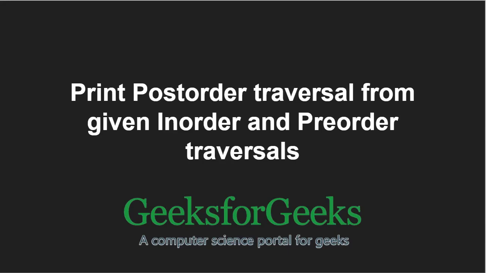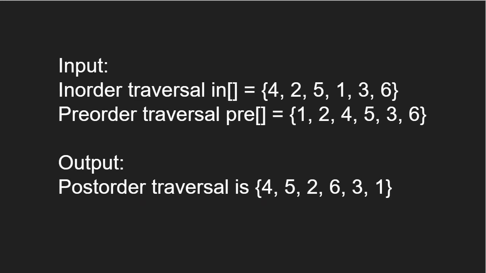In this video, we are going to understand the program which prints post-order traversal from given in-order and pre-order traversals. First, let us take an example. As you can see, we take in-order and pre-order traversal as input from the user and output the post-order traversal.